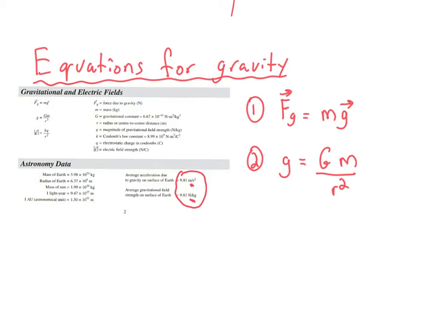Now, the second formula is the little g again. So you can see there is some commonalities between these formulas. Little g is equal to the gravitational field strength in newtons per kilogram or in meters per second squared. And that's going to equal big G, which is 6.67 times 10 to the negative 11 meters squared per kilogram squared. And that is a constant.